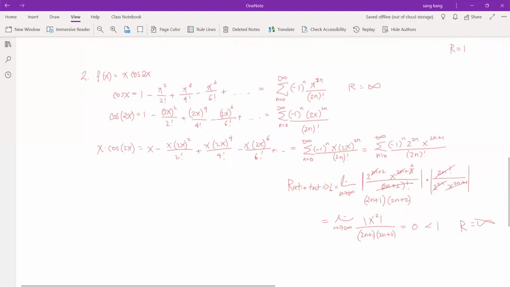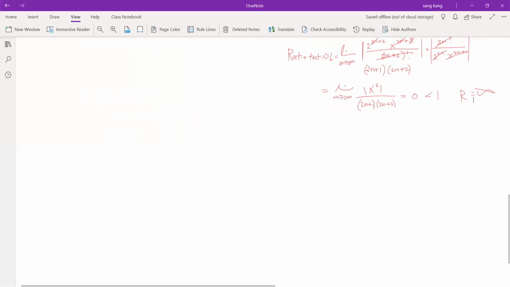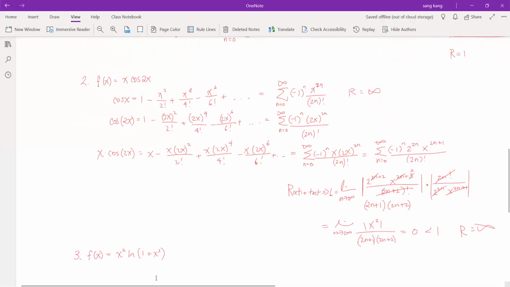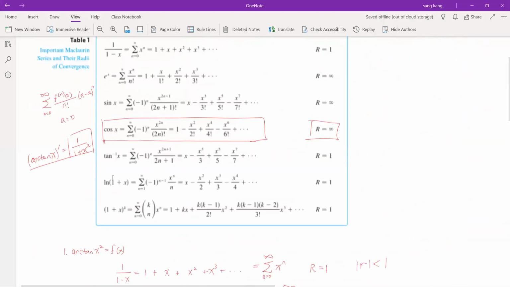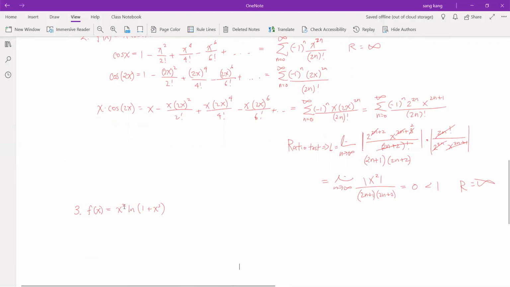Okay. All right, so now let's look at the next one, f of x equals x squared ln of 1 plus x cubed. So same technique as before. Nothing changes, except instead of starting with cosine, we're going to start with ln of 1 plus x, because we have that written as a series, and we can replace x with x cubed and then multiply that series by x squared.